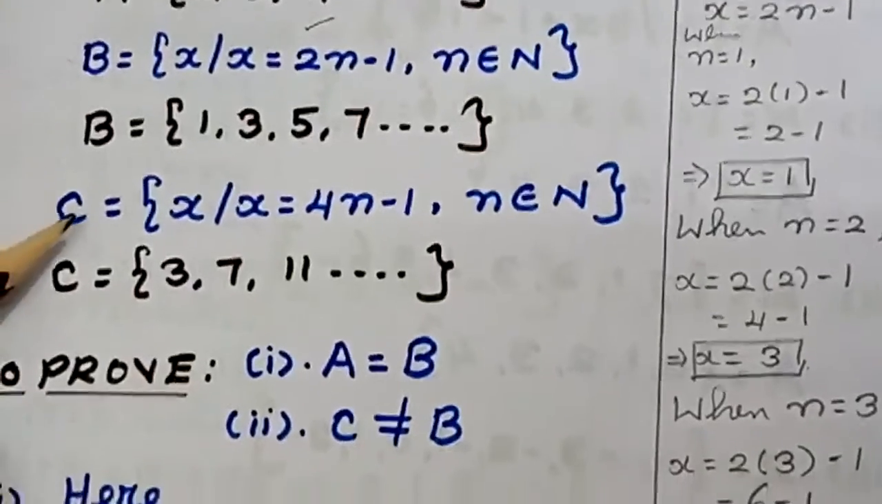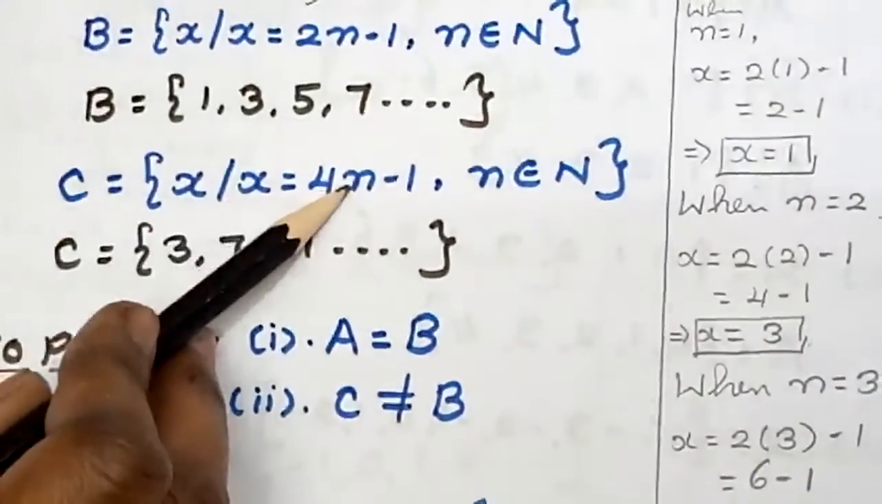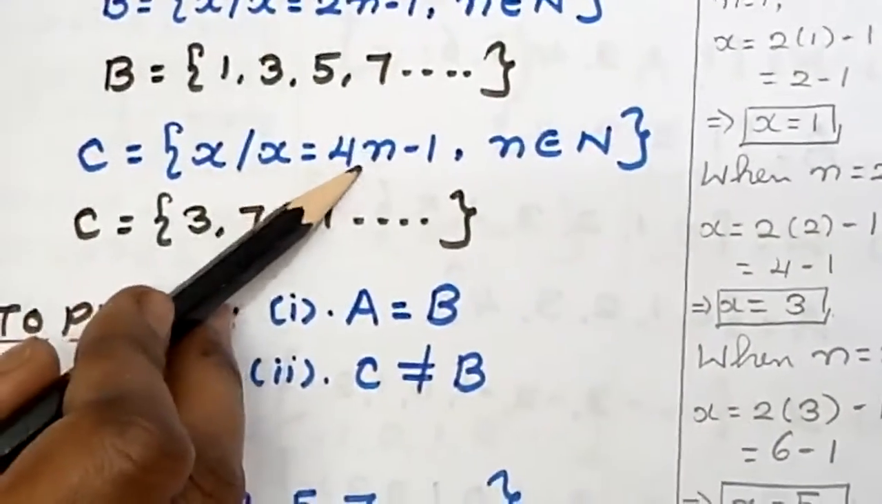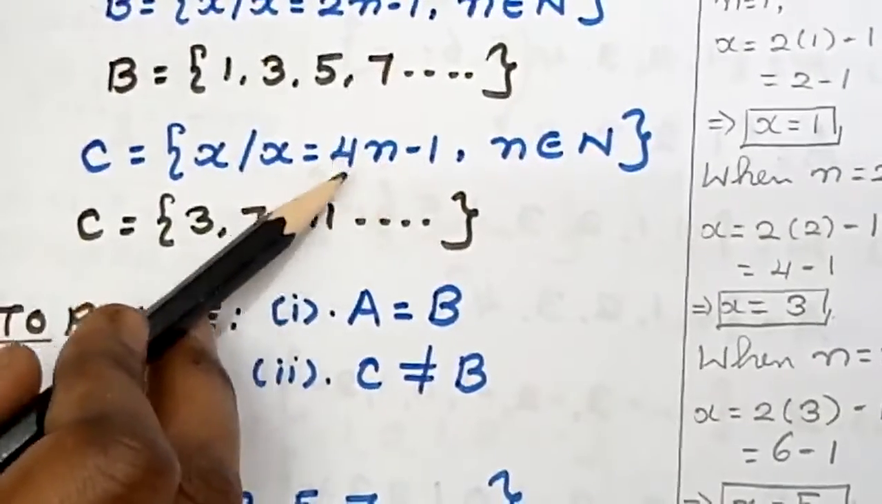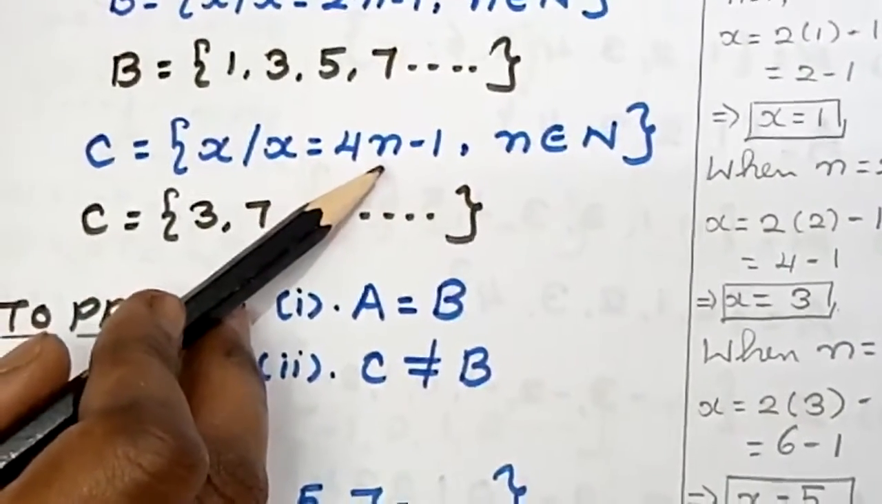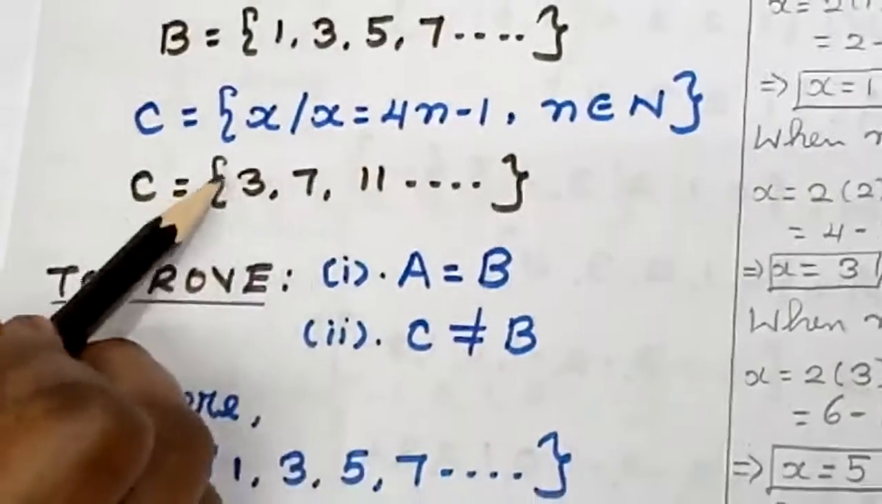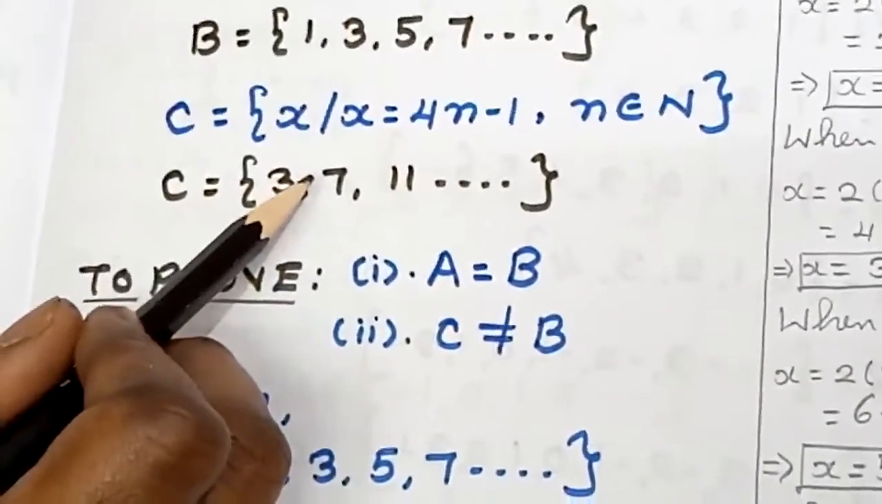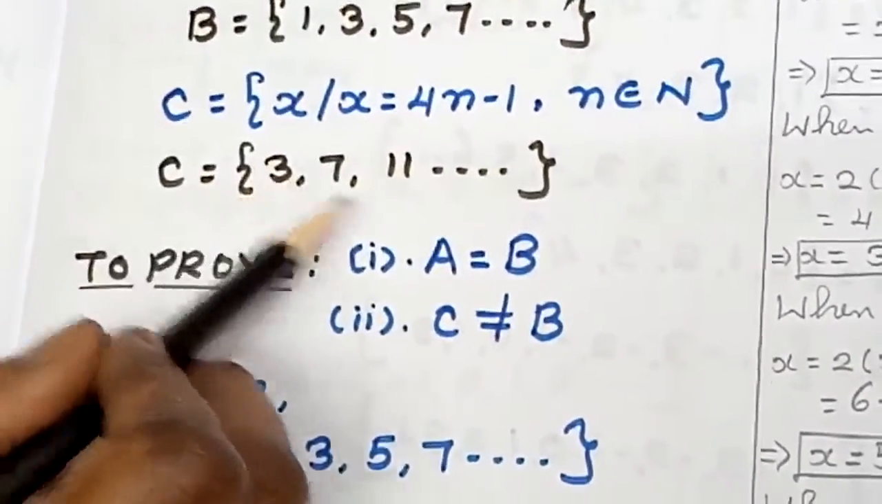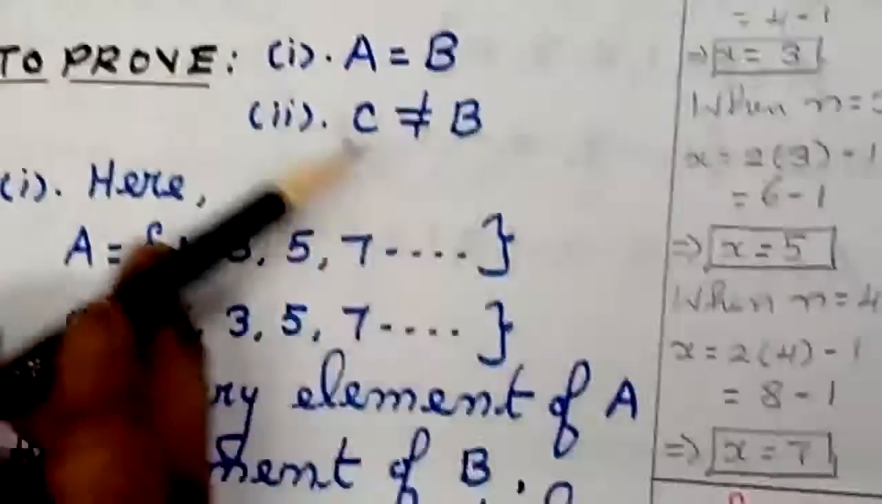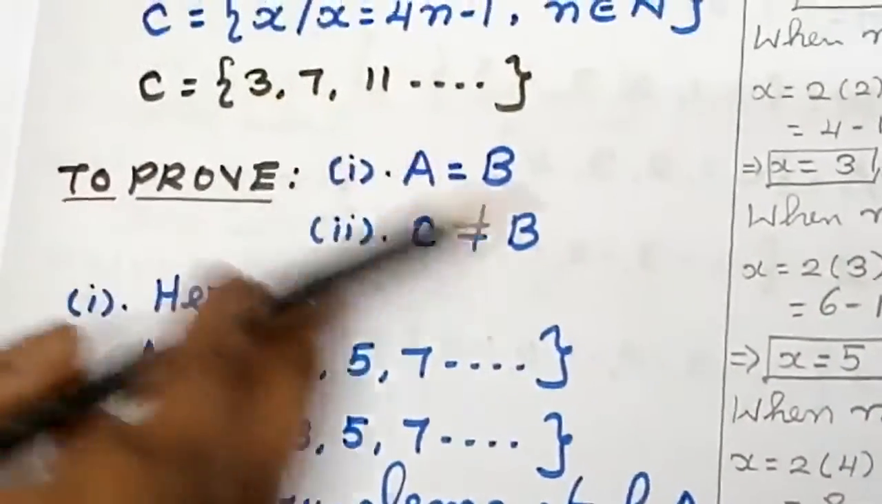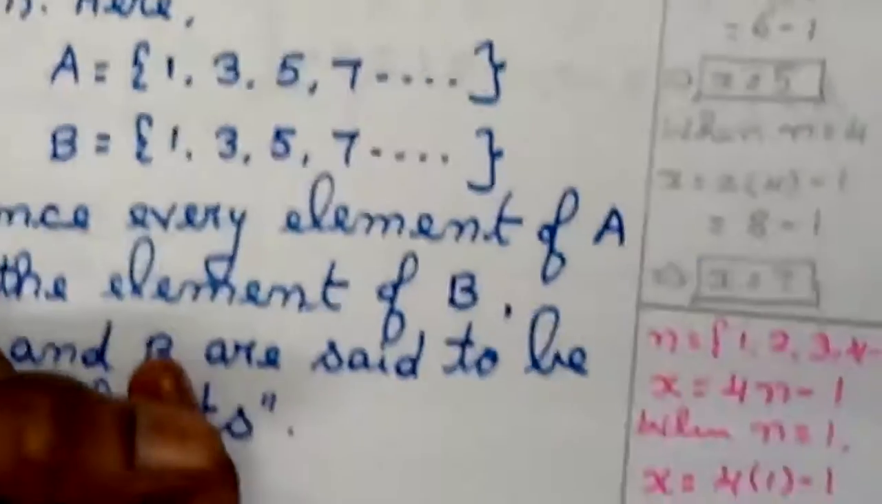Coming to the set C, for C also they are given you an equation like this: x is equal to 4n minus 1. In place of n, you are going to give the values here, students. Only a few values is enough. 1, 2, 3, 4 or 1, 2, 3 is enough. When I give those values, I will be getting the answers as 3, 7, 11. Those calculations I have done in rough work.